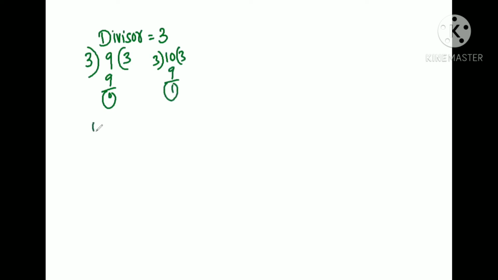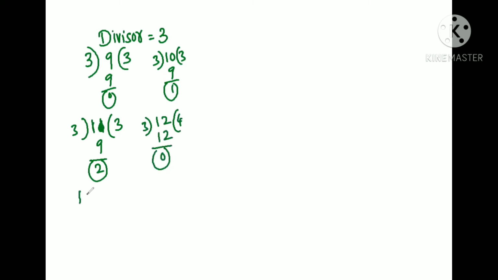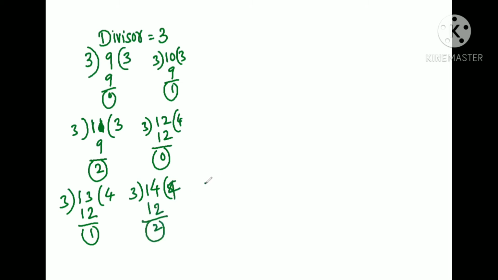Similarly, let us take divisor 3. If we divide any number by 3, let us take an example. 9 divided by 3: 3 threes are 9, 0 remainder. 10 divided by 3: remainder 1. 11 divided by 3: 3 threes are 9, remainder 2. 12 divided by 3: 3 fours are 12, remainder 0. 13 divided by 3: remainder 1. 14 divided by 3: 3 fours are 12, remainder 2. 15 divided by 3: 3 fives are 15, remainder 0.